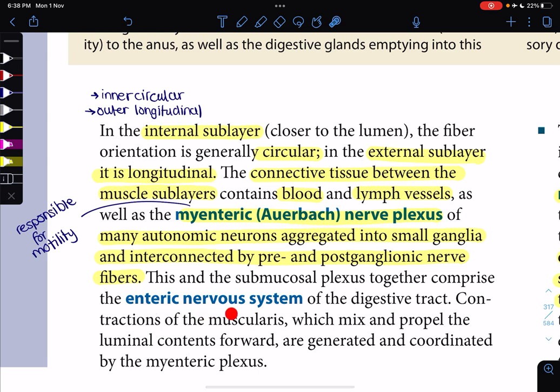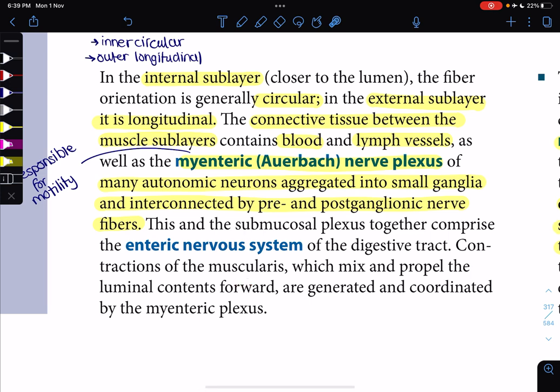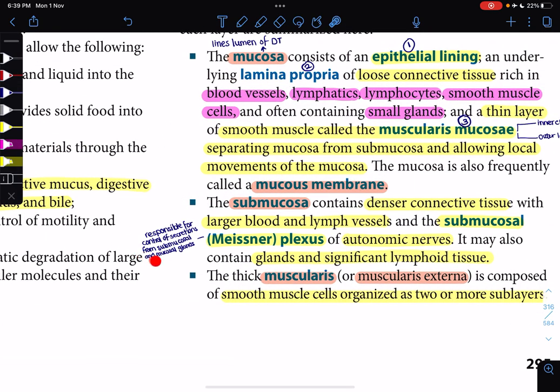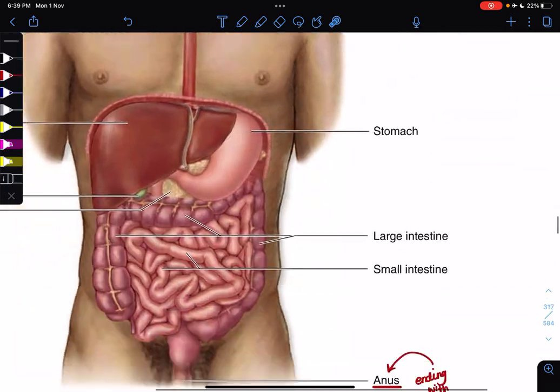And the enteric nervous system is comprised of the submucosal plexus, which is the Meissner plexus, and the myenteric nerve plexus, which is the Auerbach nerve plexus. So the Auerbach nerve plexus is responsible for motility by contractions of the muscularis, which leads to mixing and propelling of the luminal contents forward, and as we said, they're generated and coordinated by the myenteric plexus. So the enteric nervous system is composed of the myenteric nerve plexus, which is responsible for motility, and the Meissner nerve plexus, which is responsible for control of secretion from the submucosal and mucosal glands.